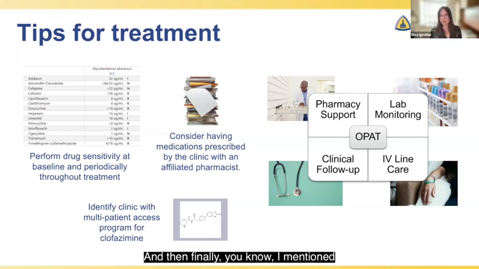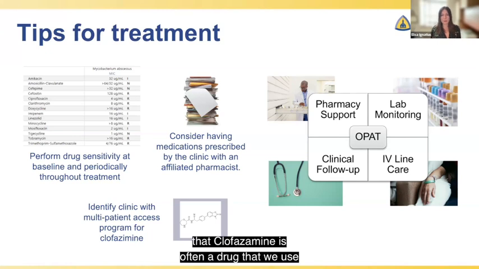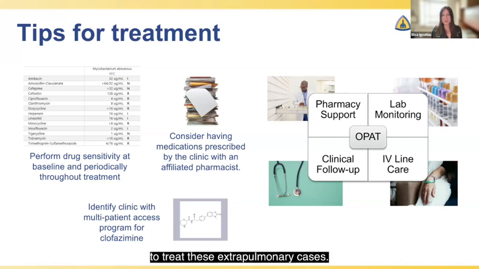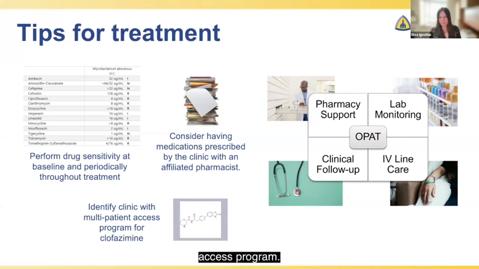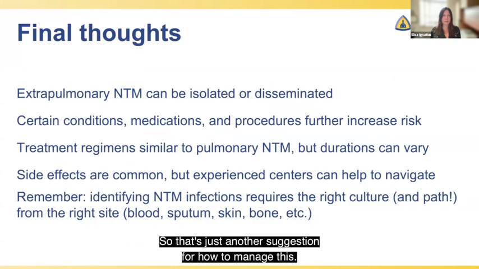And then finally, I mentioned that clofazimine is often a drug that we use to treat these extrapulmonary cases. So trying to find a clinic where they have a standing multi-patient access program for clofazimine is also helpful. It's often these larger tertiary referral centers, which really saves a local ID physician, for example, from going through the headache of having a single patient access program. So that's just another suggestion for how to manage this.